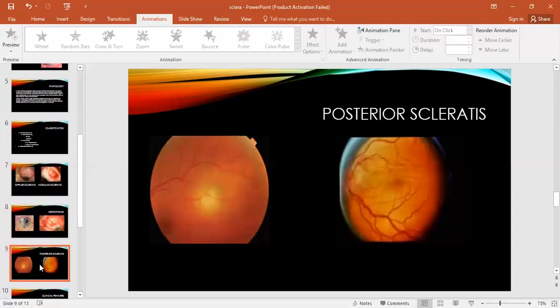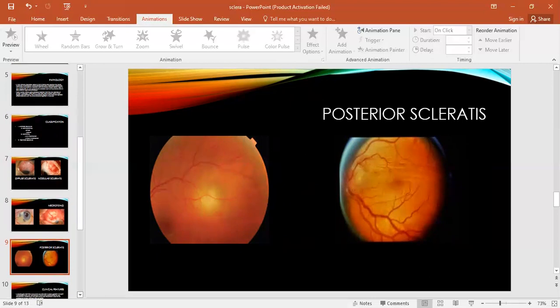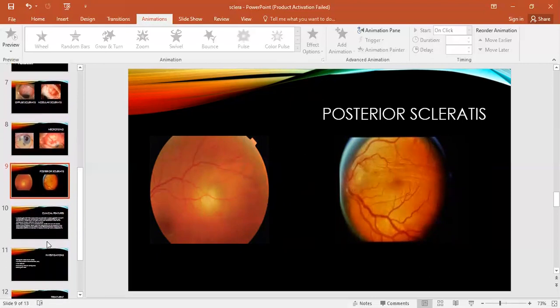Now I will tell you about posterior scleritis. Posterior scleritis is an inflammatory disease of the sclera that involves only the area posterior to the equator. In such cases, the main symptoms are pain and visual impairment. The eyelid is edematous. Proptosis also occurs in these cases. These are the classifications of scleritis.